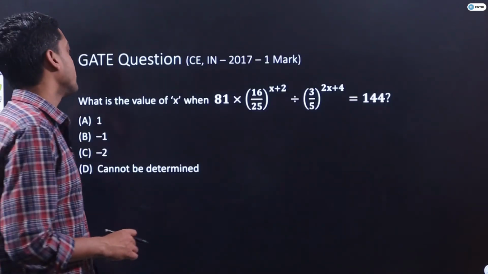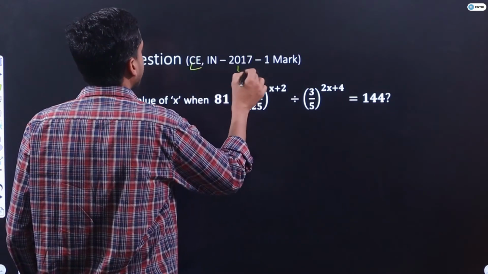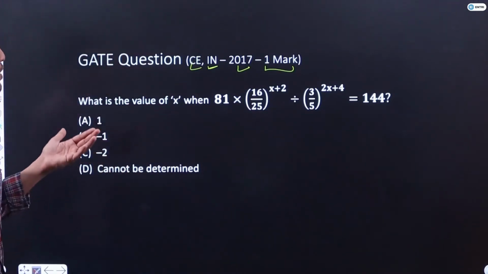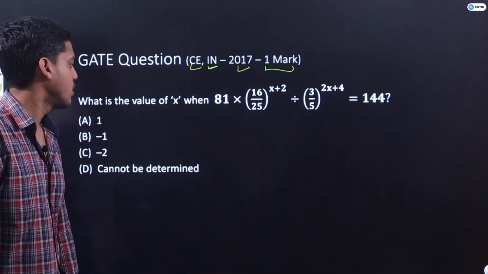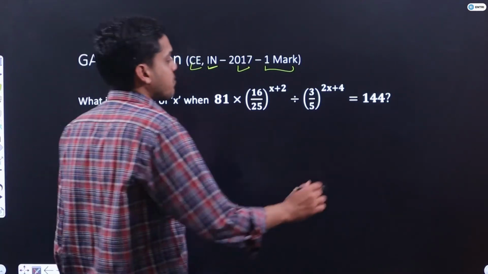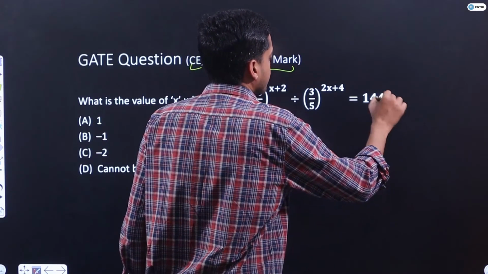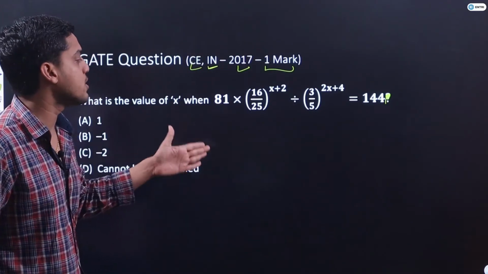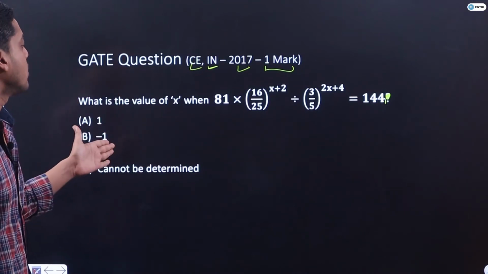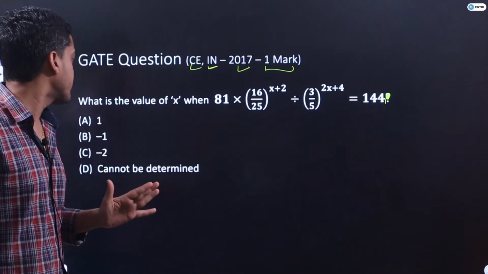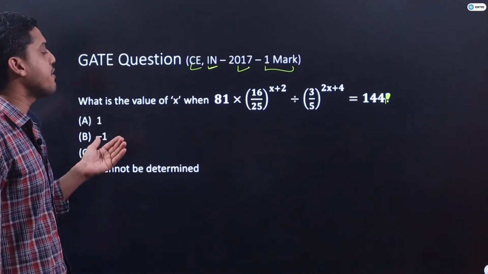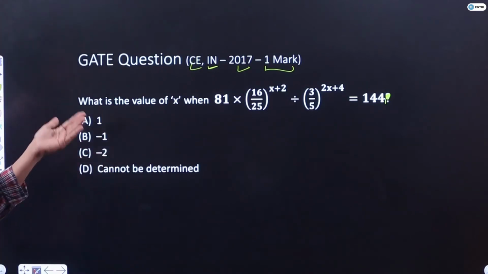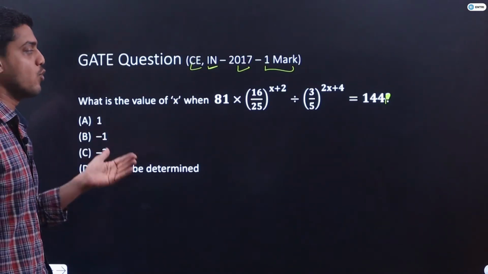Now this was a civil branch question of 2017, and of IN branch as well, for 1 mark only. What is the value of x when 81 into whatever is equal to 144 only. So here you have to find out the value of x. This is totally based on the concept of surds and indices. What is the value of x when 81 into (16 upon 25) is to the power x plus 2 divided by (3 by 5) is to the power 2x plus 4 is equal to 144.